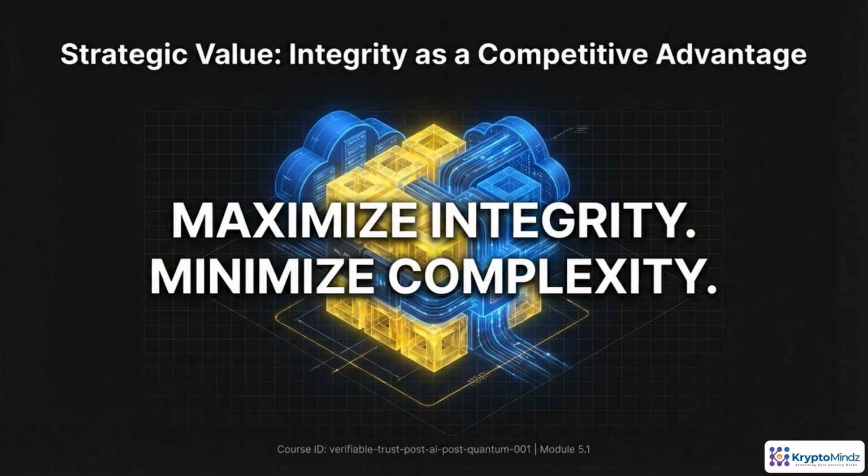As you design verifiable trust architectures, keep one principle front and center. Maximize integrity, minimize complexity. Use cryptography, blockchains, and ZK proofs only where they materially improve assurance. Favor simple, well-audited components, clear trust boundaries, and explicit assumptions. That balance is what turns integrity from a cost center into a competitive advantage.